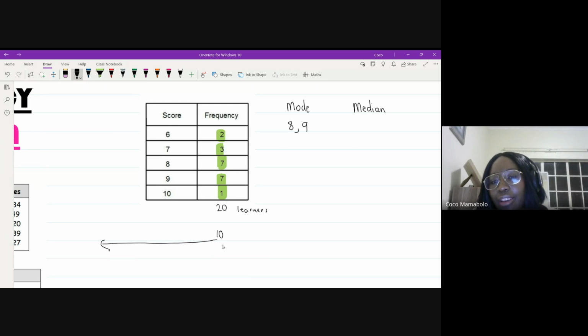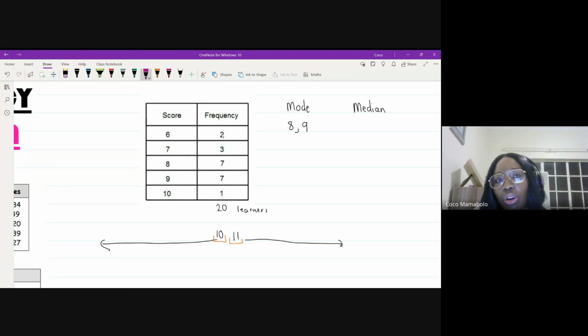and the kid sitting in which other position would split it in that direction? The child sitting in position number 11. Good. So we want to find where position 10 and position 11 are, because that will tell us what the median score is. And this is how we're going to figure it out.